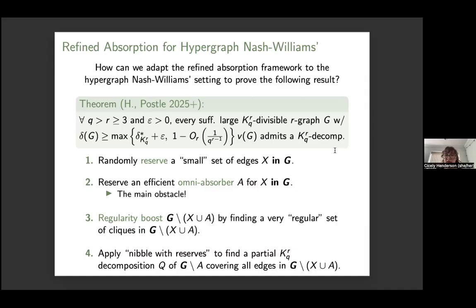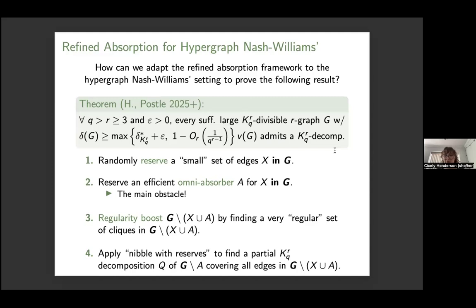Step 2 is to reserve an efficient omniabsorber A for X in G. Now, this actually is the main obstacle of our proof because Delcourt and Postle's black box says that these omniabsorbers exist, but in quite dense settings. And our graph has high minimum degree, but it's not nearly dense enough to just automatically guarantee the existence of an omniabsorber. Okay, so that's an obstacle.